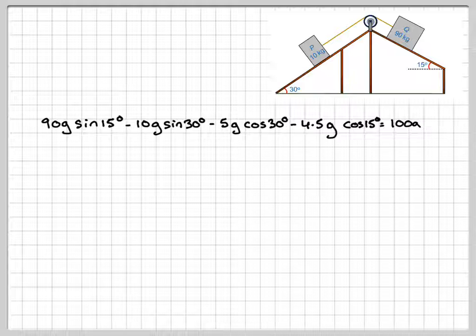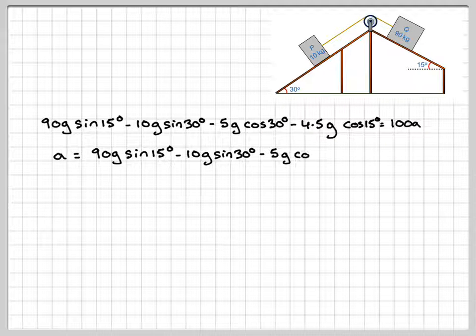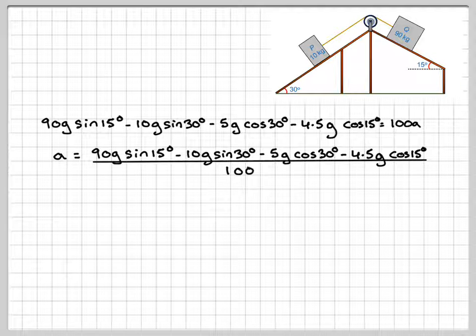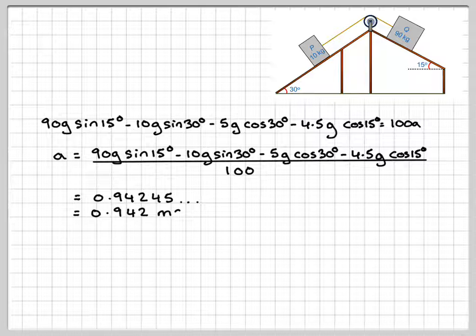to make a the subject, we need to take all of this and then divide it by 100. So on our calculator, using the fraction button, carefully making sure our calculator is in degrees, and don't forget to put in any of the g's, that will give you 0.94245. So to three significant figures, that will be 0.942 meters per second squared. But put this one in the memory of your calculator because we're going to be using it again.